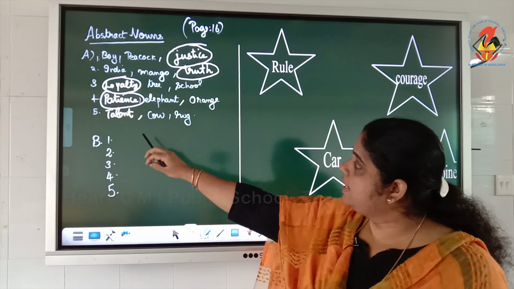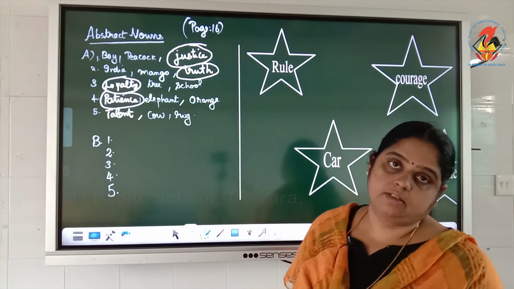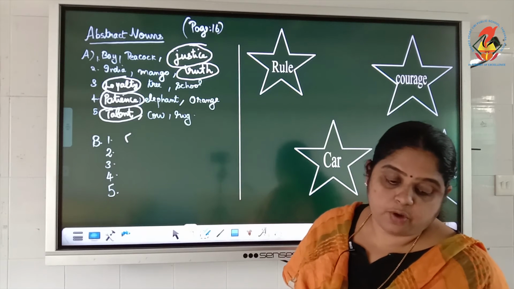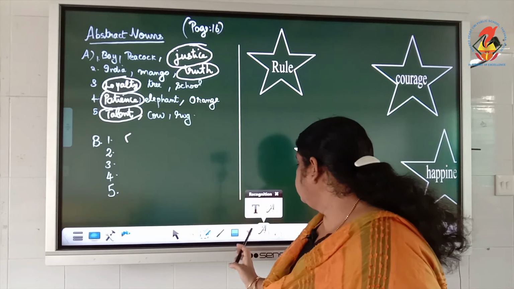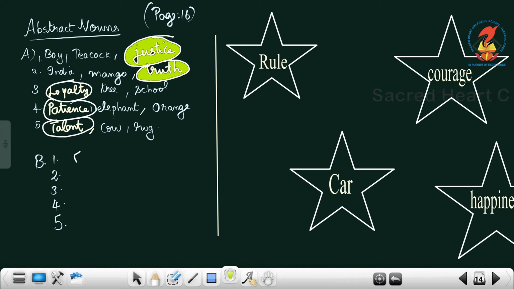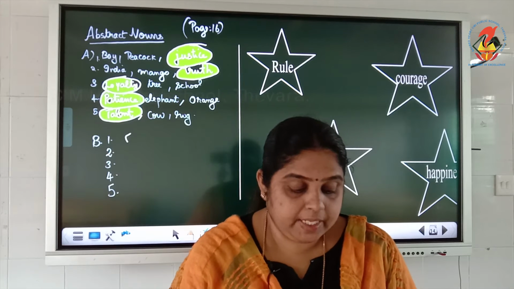Fifth one, talent, cow and rug. What is it? Yes, talent. So talent is the abstract noun in that. So after circling this, you are asked to give it a green color also. So you can give a green color to it after circling it. Then next one. Exercise B. Underline abstract noun with your favorite color. So you can use any color for underlining that.